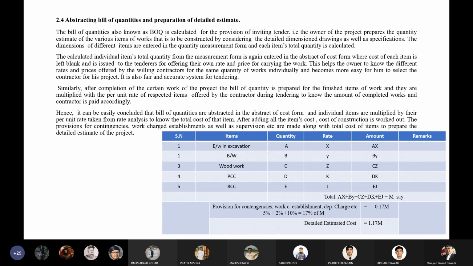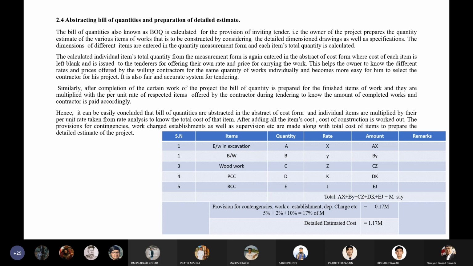Now, similarly, after completion of certain work, a bill of quantity is also prepared by the engineer for the finished work that is done by the contractor during the time of construction, because we have to pay the contractor timely for his completed work. That is in installments, the Kistas, sometimes according to the contract document.